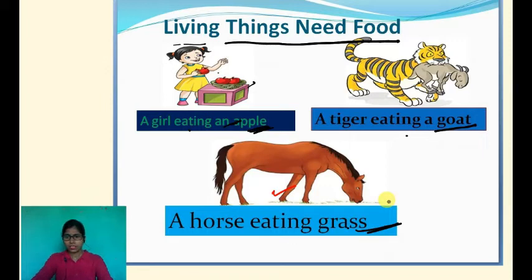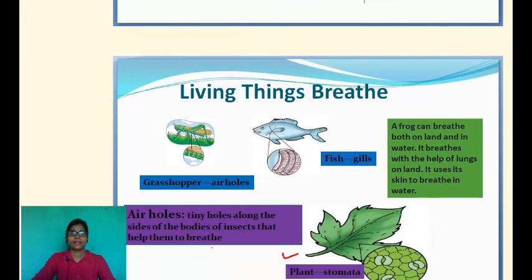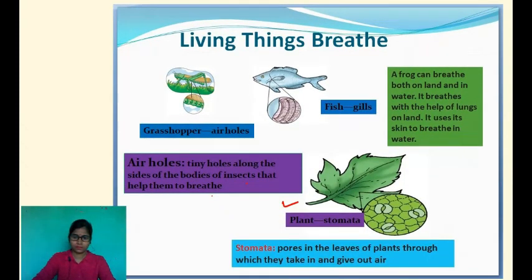Green plants make their own food. What about green plants? They make their own food using air, water, and sunlight. Non-living things do not need food. Do you ever serve food, any kind of food, to your phone or your computer? No. So non-living things do not require any kind of food or water. Okay.